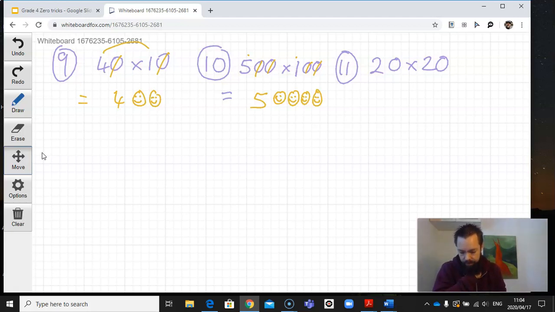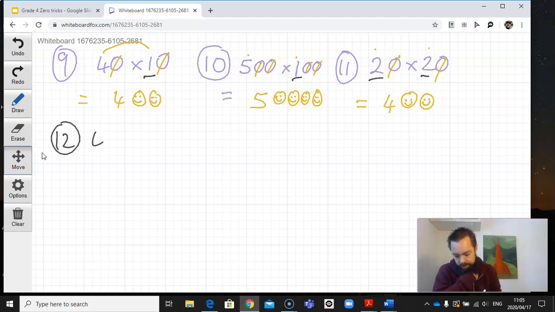Up until now, if you've been paying attention, you would have noticed that in every single one of them, one of the numbers has started with a 1. But that doesn't have to be so. We can have different numbers on the front. And the same rule will still apply. Cross out our zeros and put them down there. 2 times 2 is 4. So the answer to 20 times 20 is 400. Try this one.